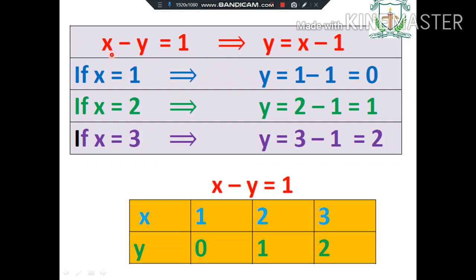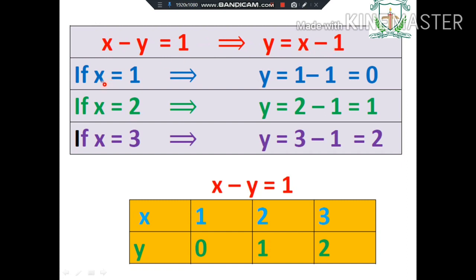The second equation is x minus y is equal to 1. Yes, children, you have to simplify this. Keep y on the left hand side, that becomes minus 1 minus y. So this will become x minus 1. Yes, children, on simplification you get y is equal to x minus 1.